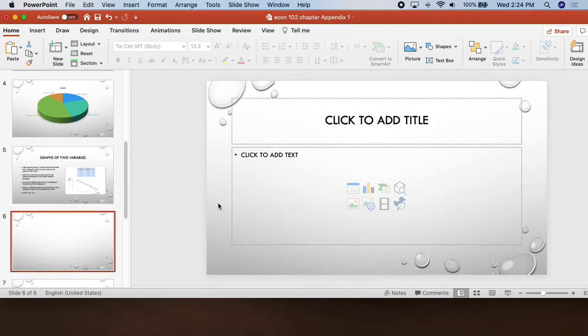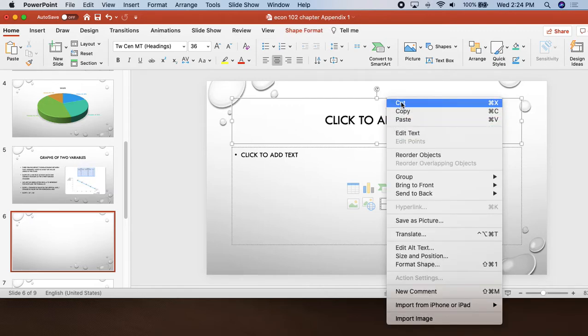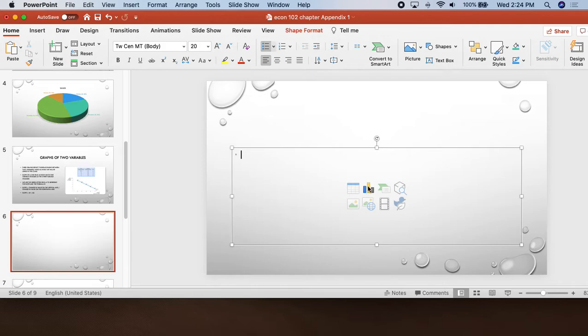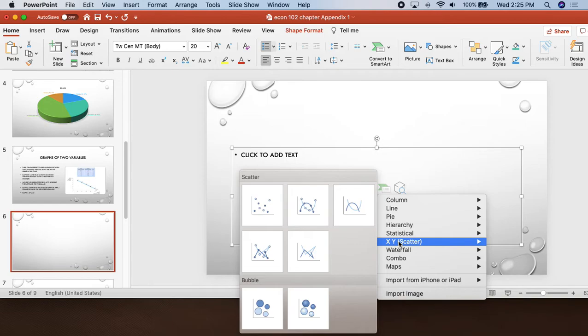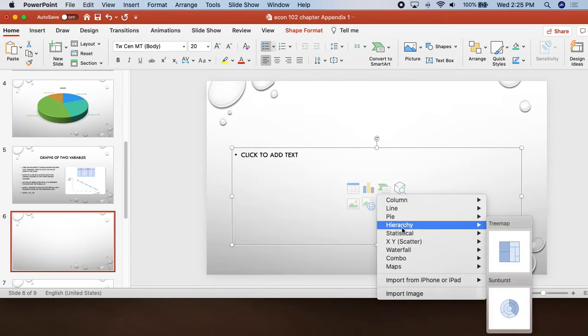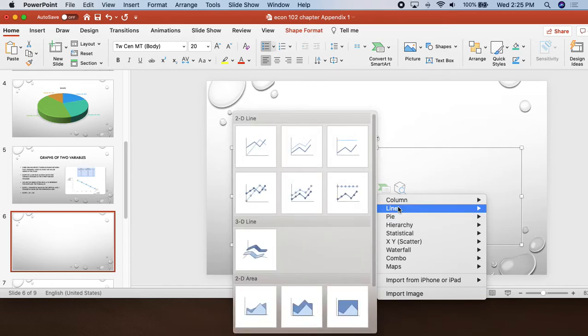Okay, so how would you graph something like that? First, let me get rid of this just because I don't like it there. So I'm just gonna click cut. And then I'm gonna go right over here, click graph, and we're gonna do XY scatter. Let's see here, we can do a line. Let's do a line right here. We can always change that like we talked about. So we're gonna do a line. We don't want stack, but we want line with markers. So we click on that one.